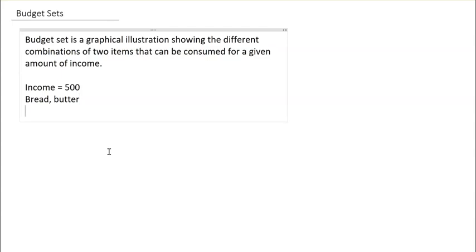In order to know how much bread or butter we can consume, we need to know what the price of bread is and also what the price of butter is. So let's assume that the price of bread is $5 a loaf, and the price of butter is $2. Now with this information, we can draw a budget set.